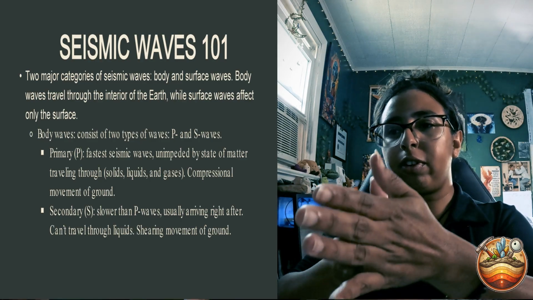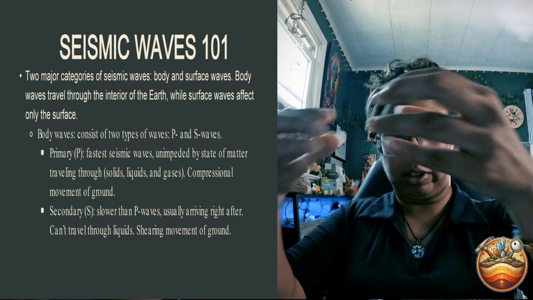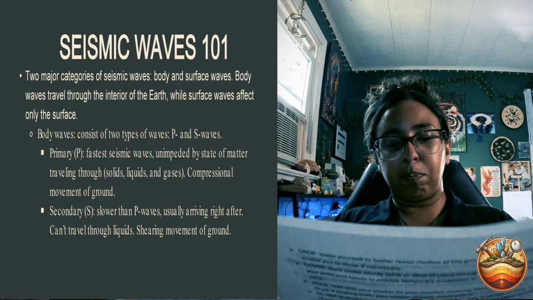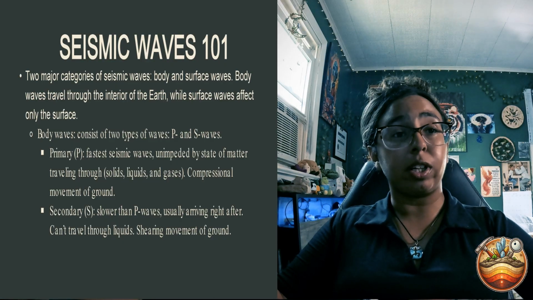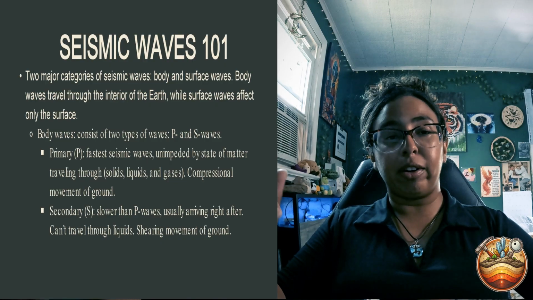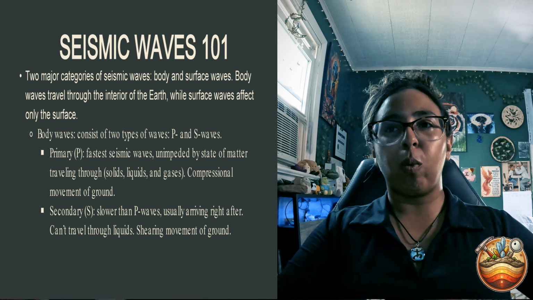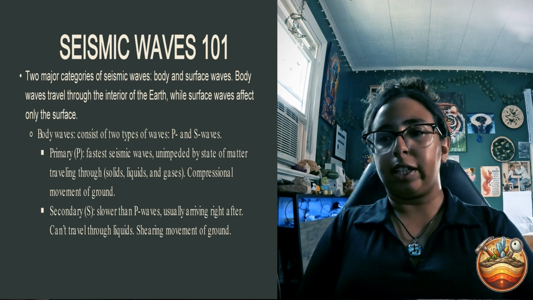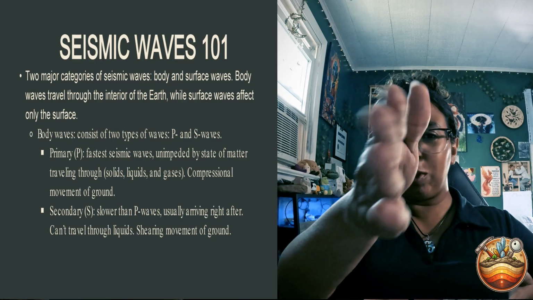Let me put down the paper so I can actually show you. Sliding like this. Compression is more like this, pushing and pulling. And also, the direction of travel for this kind of movement is different as well. For primary waves, the compressional movement is parallel to the direction that the actual seismic wave is traveling. So while the P wave could be traveling, let's say this way, right towards you.